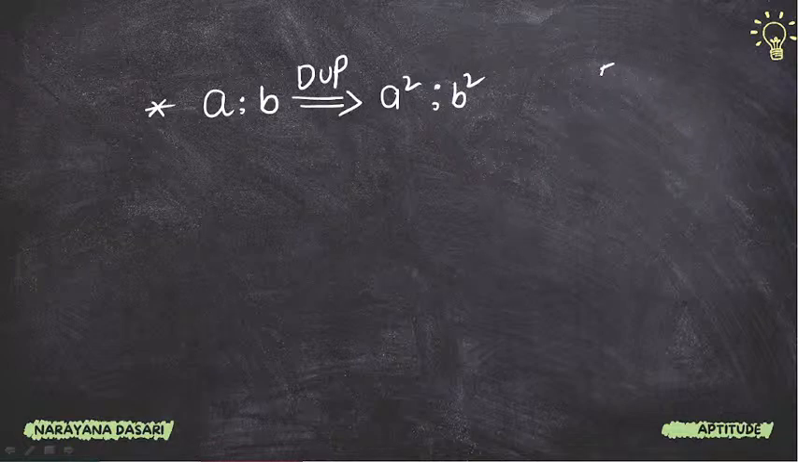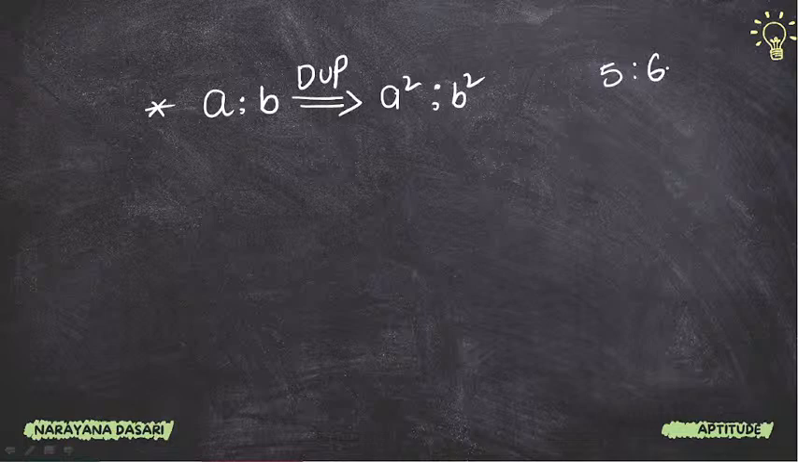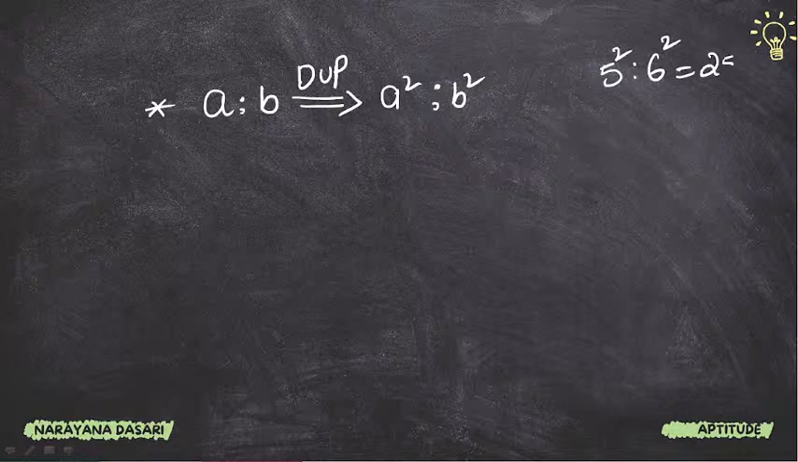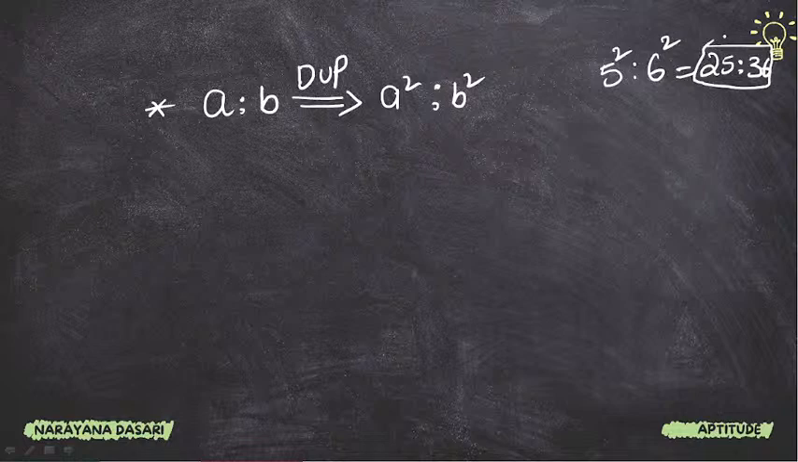For example, 5 is to 6. Find out the duplicate ratio. What is the formula, guys? Duplicate ratio formula: A square is to B square. Same like this, 5 square is to 6 square. 5 square is how much? 25. 6 square is how much? 36. So that is the answer, guys. So A is to B, the duplicate ratio is how much, guys? A square is to B square.